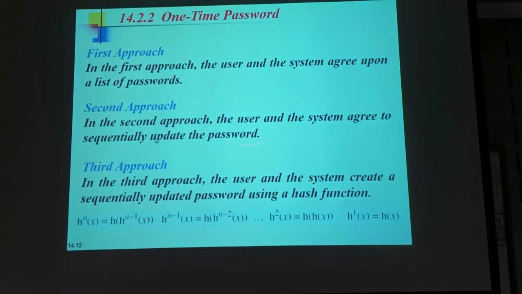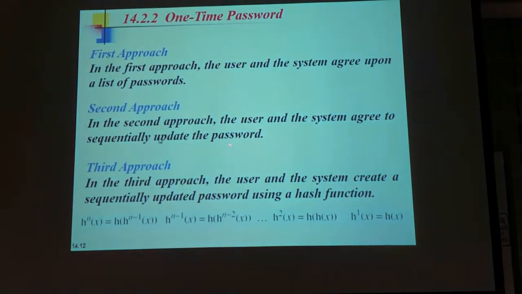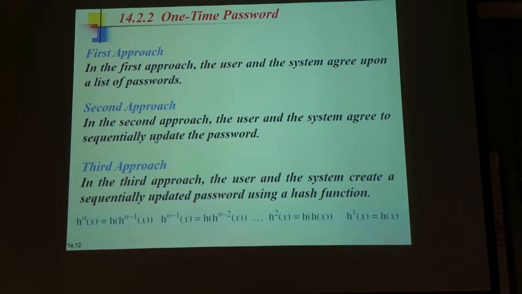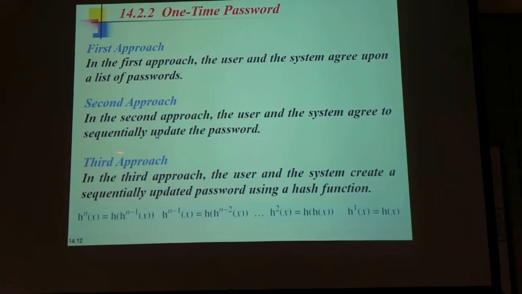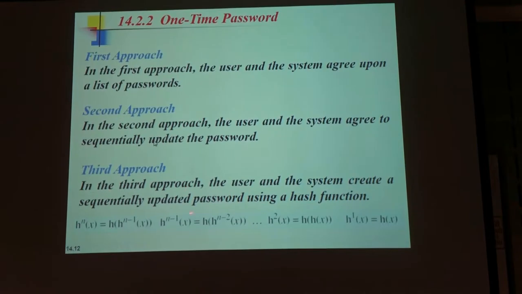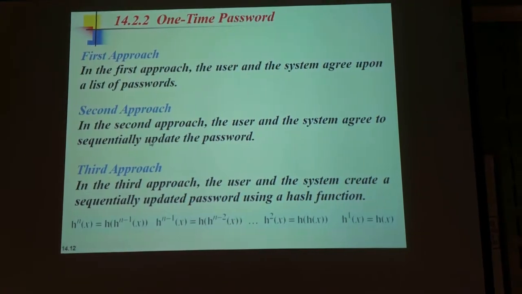The second approach, the user and the system agree to sequentially update the password. So you start with the password, then sequentially keep updating. Again, it's not very secure. In the third approach, the user and the system create a sequentially updated password using a hash function.